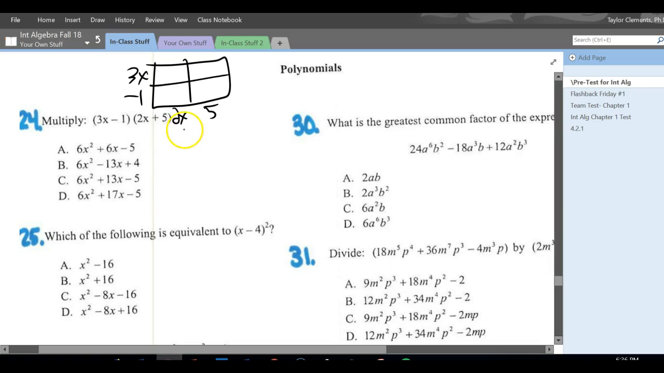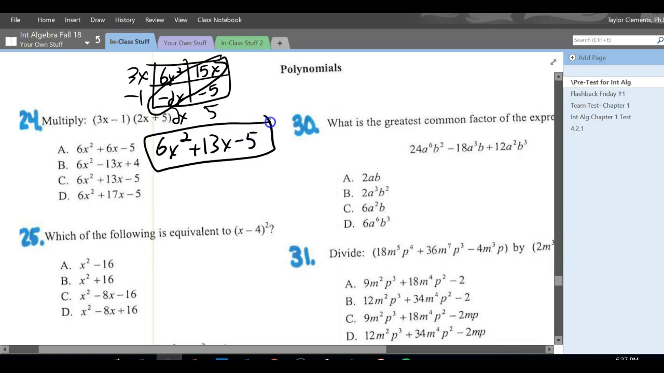So this would be like 2x times 3x is 6x squared. This would be -2x. That's 2x times -1. This would be 5 times -1, which is -5. 3x times 5 gives you 15x. Then you just collect all the things in here and combine any like terms. So these two are both x's, so we can combine those. 6x squared, combine these two, that gives us plus 13x minus 5.